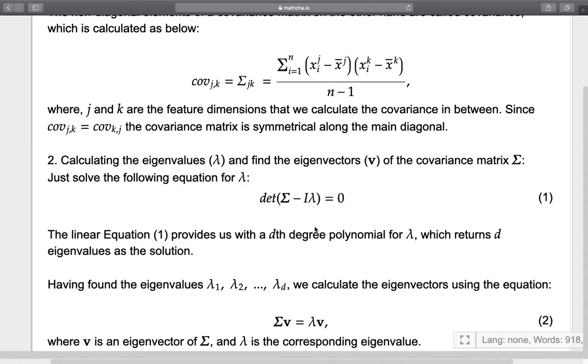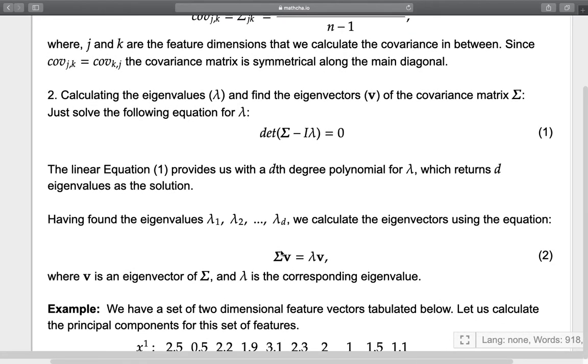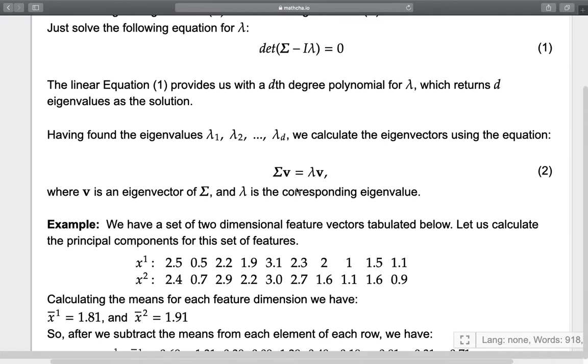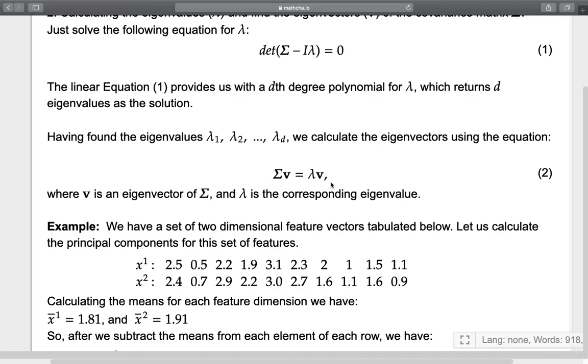and equate to 0. And this equation, this linear equation, will give us a dth degree polynomial for lambda, which will return d eigenvalues as our solution for the lambda. Having found the eigenvalues, we can calculate the eigenvectors using the equation where we multiply our matrix with an eigenvector, and that should be equal to the eigenvalue multiplied by the eigenvector.